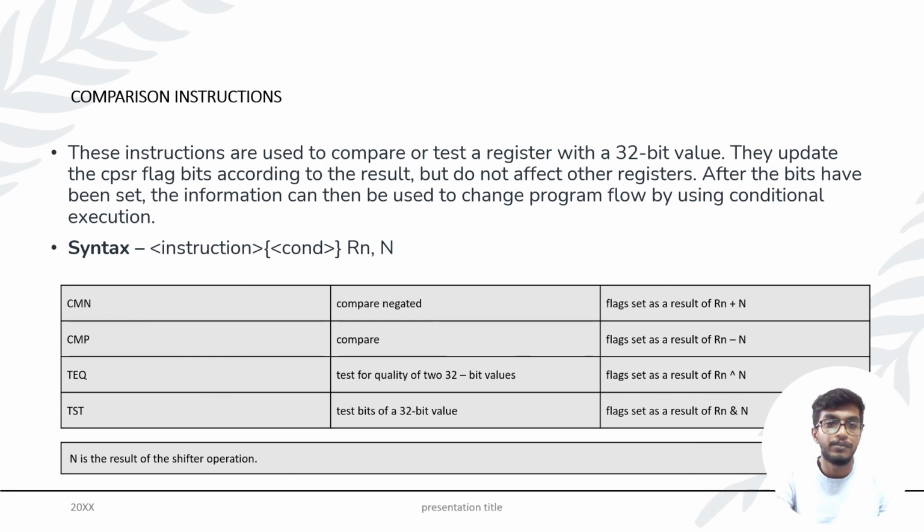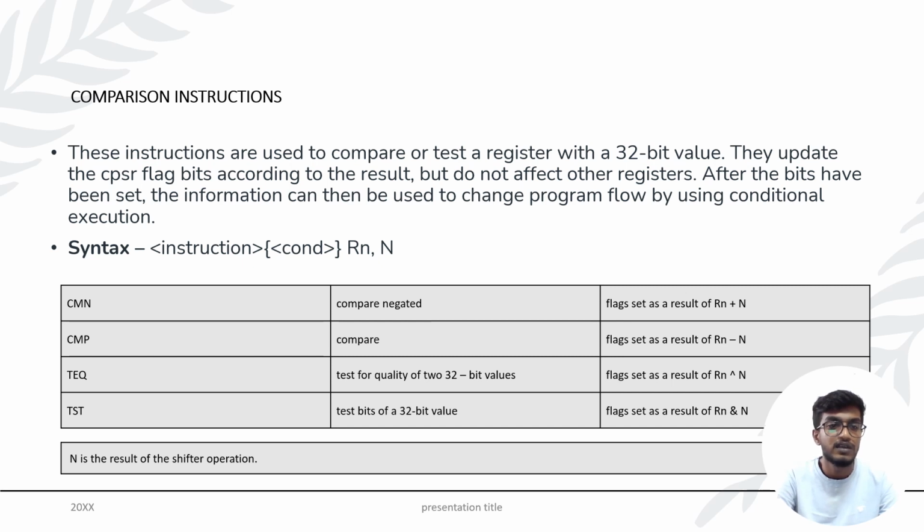Comparison instruction. You can use it to compare a test register with a 32-bit value. They update the CPSR bits according to the result but do not affect the register. After the bits have been set, the information can be used to change the program by using conditional execution.